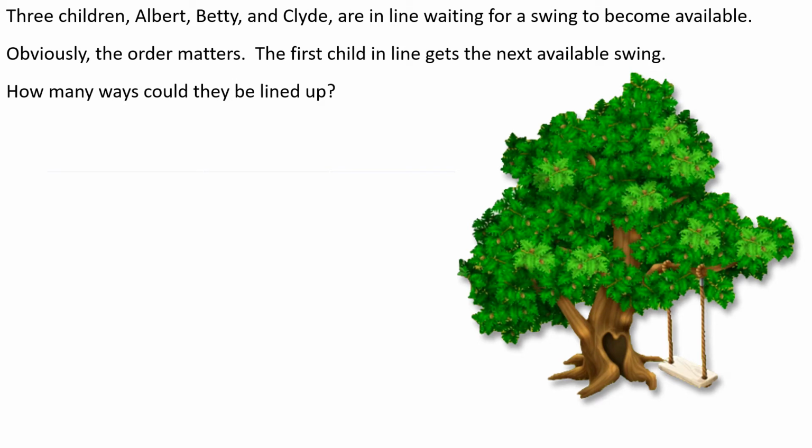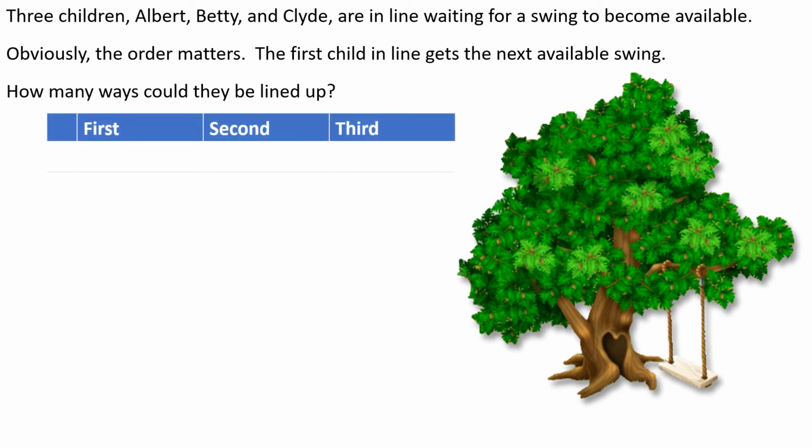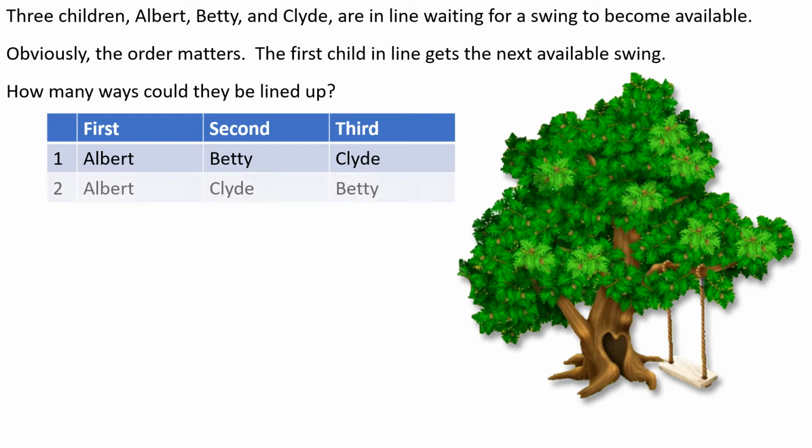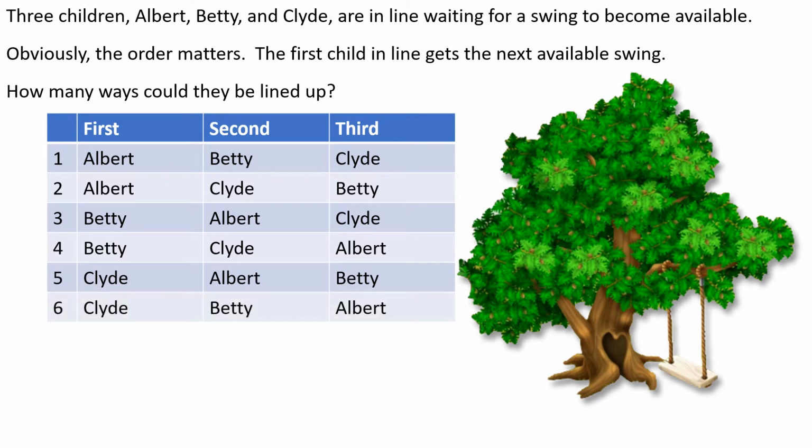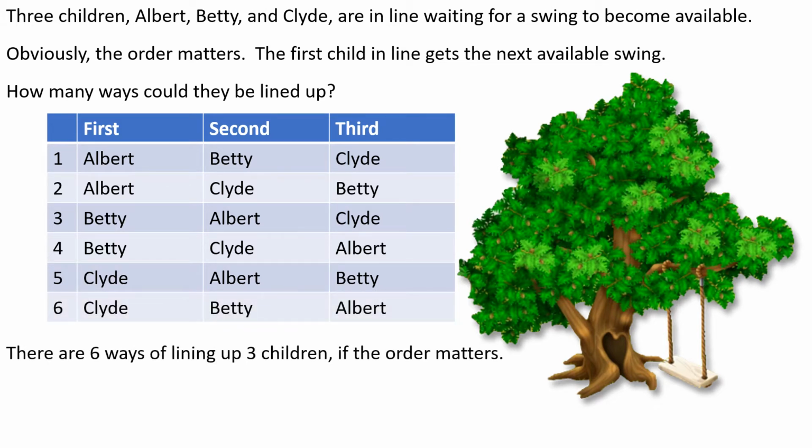So how many ways could these 3 children line up? Okay, well, we could have Albert, then Betty, then Clyde, or Albert, then Clyde, then Betty. Betty could be first in line, with Albert and Clyde in different positions, or Clyde could be the first one in line. Aha! 6 ways we can line up 3 children if the order matters.